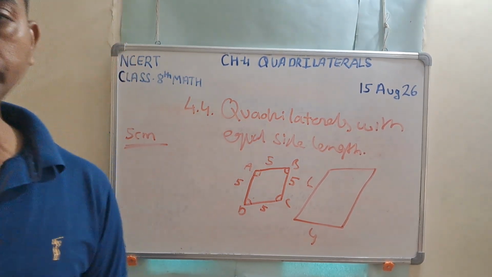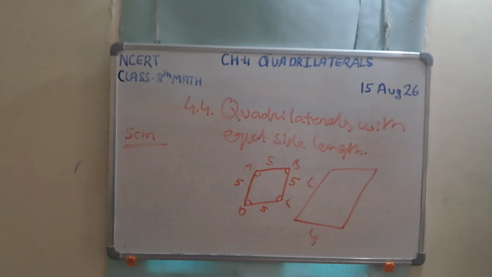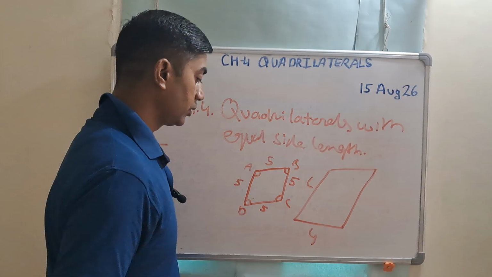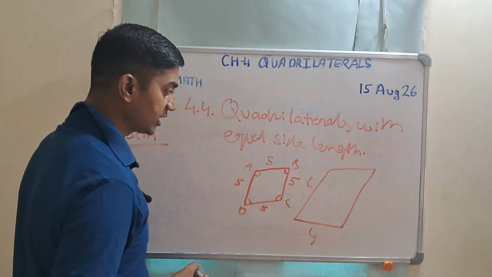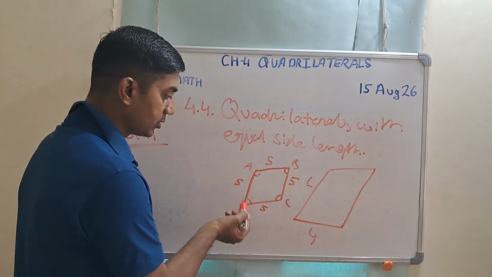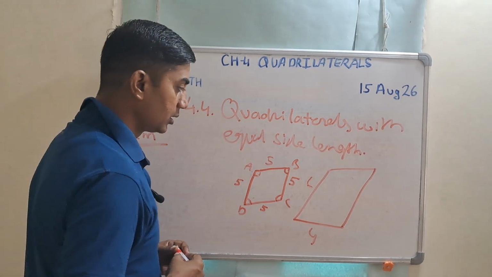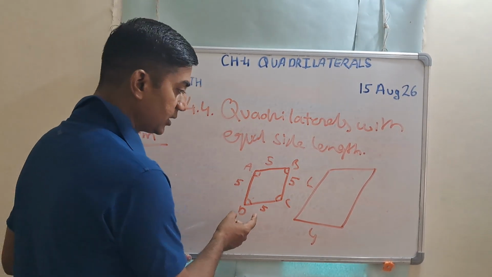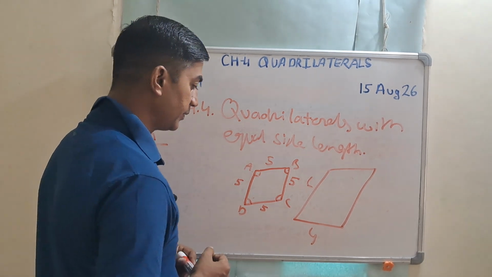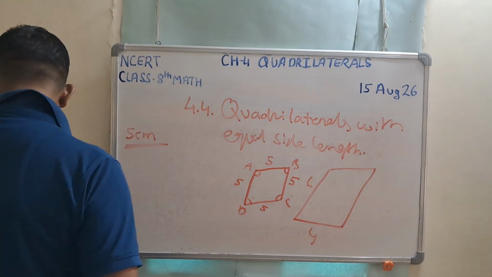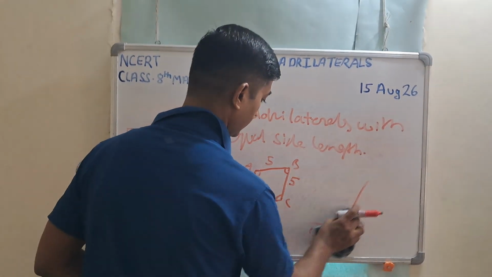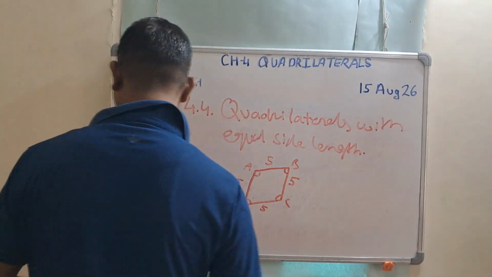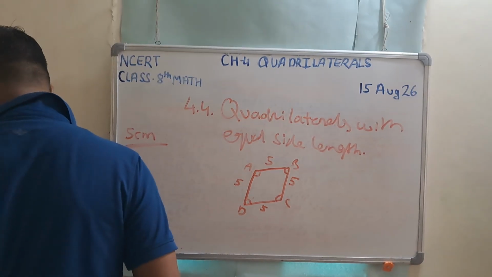What is this? So we have seen that this is a general type of parallelogram, and this is a specific type of parallelogram which is not a square. So we will give it a very specific name. What is the name of this type of figure? This is called rhombus. What is this figure called? Rhombus.